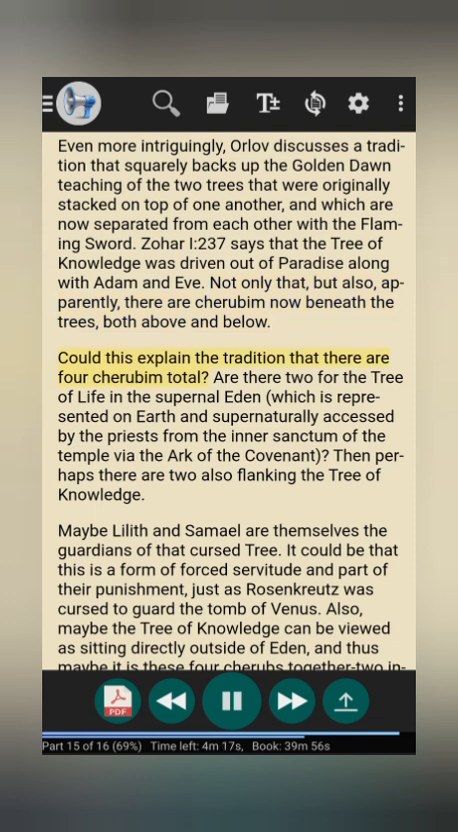Not only that, but also, apparently, there are cherubim now beneath the trees, both above and below. Could this explain the tradition that there are 4 cherubim total? Are there 2 for the tree of life in the supernal Eden, which is represented on earth and supernaturally accessed by the priests from the inner sanctum of the temple via the Ark of the Covenant? Then perhaps there are 2 also flanking the tree of knowledge. Maybe Lilith and Samael are themselves the guardians of that cursed tree. It could be that this is a form of forced servitude and part of their punishment, just as Rosenkreutz was cursed to guard the tomb of Venus.